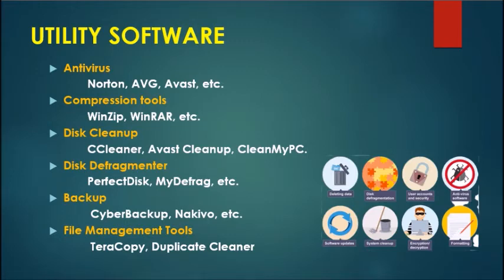The next type of utility software is disk cleanup. Disk cleanup tools assist users in freeing up disk space. The software scans hard disks to find files that are no longer used and frees up space by deleting them. Some of the examples of disk cleanup software are CC Cleaner, Avast Cleanup, Clean My PC, etc.